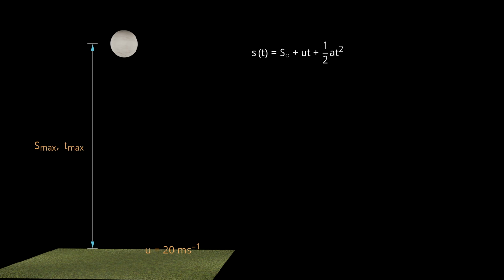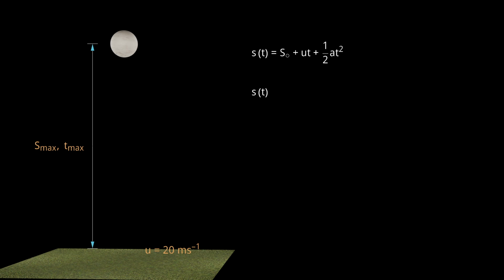By understanding how to apply it correctly, we can solve any problem involving freefall, projectile motion, or vertical motion under gravity with ease. In this equation, S of t represents the displacement of the ball at any given time t, measured in the upward direction, which we consider positive.